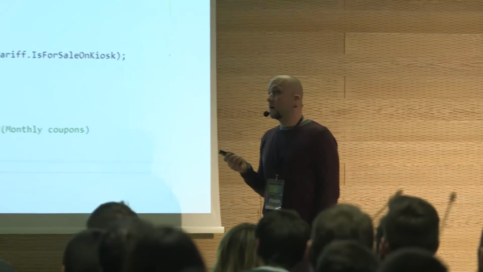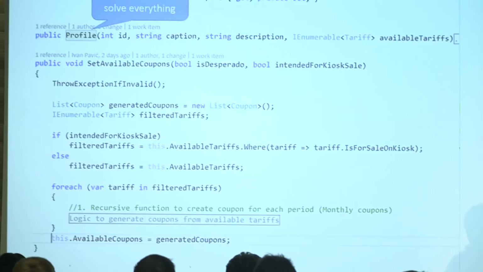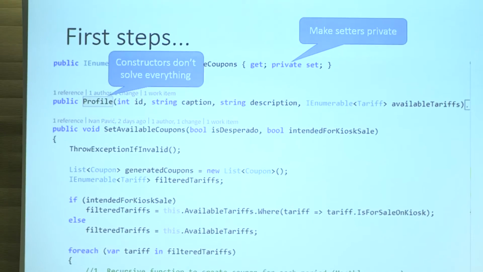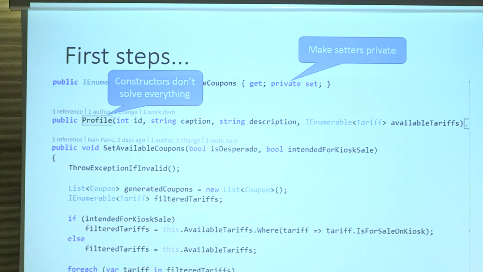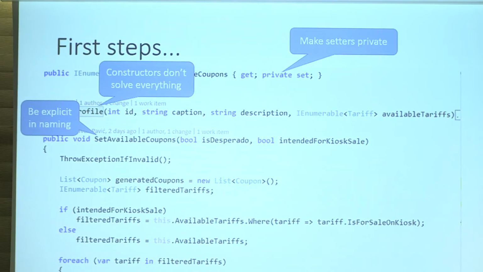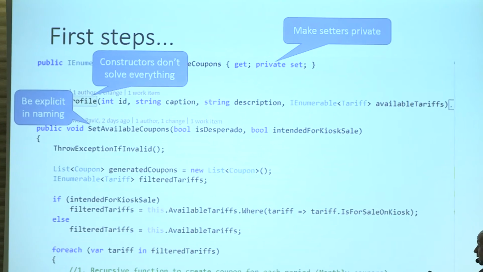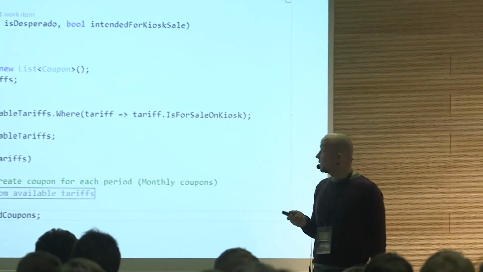I mean, if you use some kind of serializer, or some kind of automapper or something like this, the constructor will be bypassed in that case. So we'll have to build another method to compensate for that. Another thing, be explicit in naming. This method shows exactly what it's doing, but not how it's doing it.